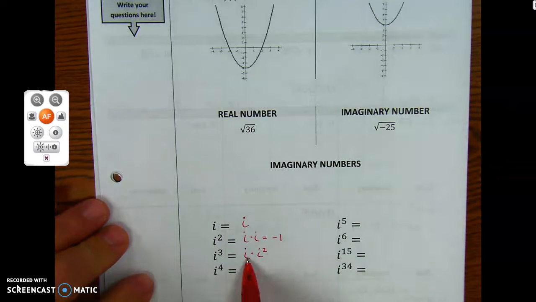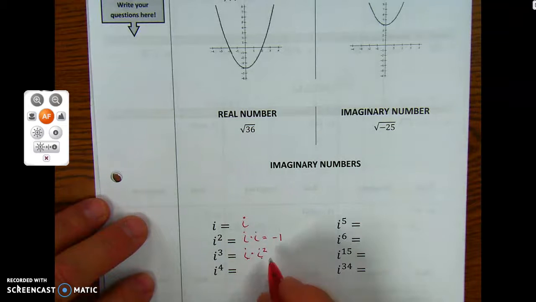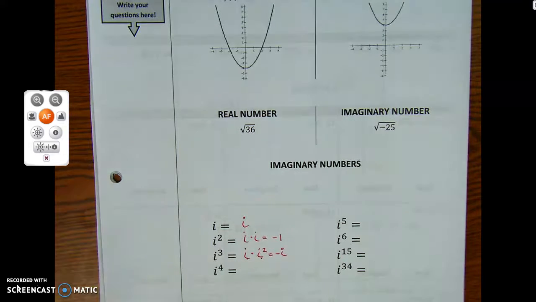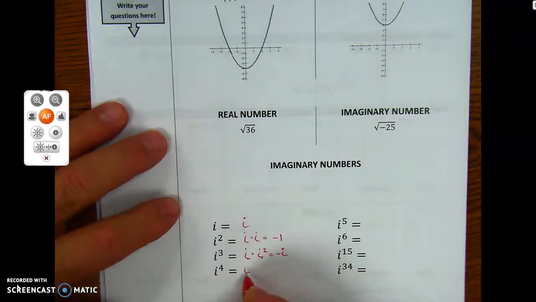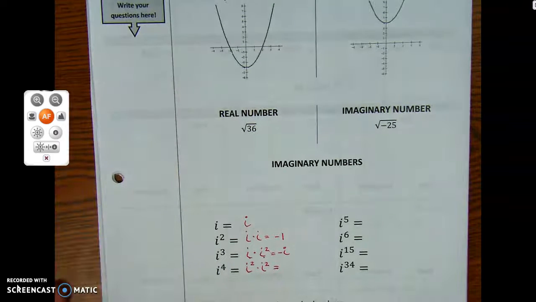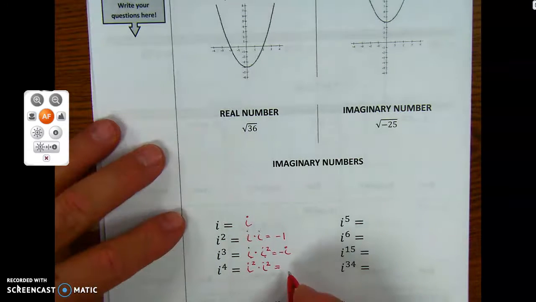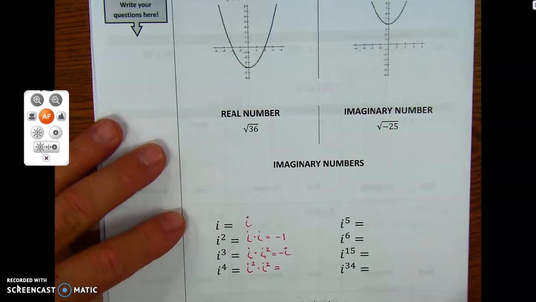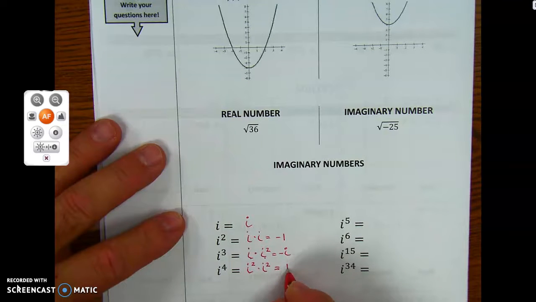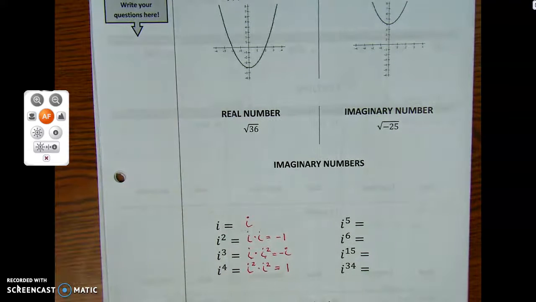Well, we can't simplify, but i squared equals negative 1. So this is i times negative 1, so that is negative i. And then finally, let's think of i to the fourth as i squared times i squared, which equals negative 1 times negative 1. What is negative 1 times negative 1? It's 1. Okay?